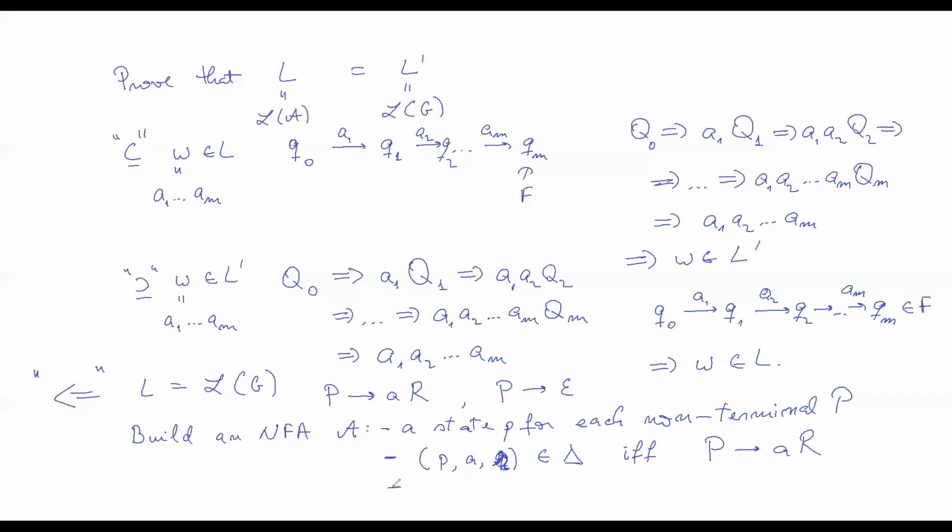And then finally, I will have that P is a final state if and only if we have a production of this type. And so this is really the reverse of the construction we had for the other implication. And the proof now that the language of this automaton is L is using exactly the same arguments as we had in that part of the proof. So I'm really going to skip them. It's really going over the same arguments as we had in that part of the proof.